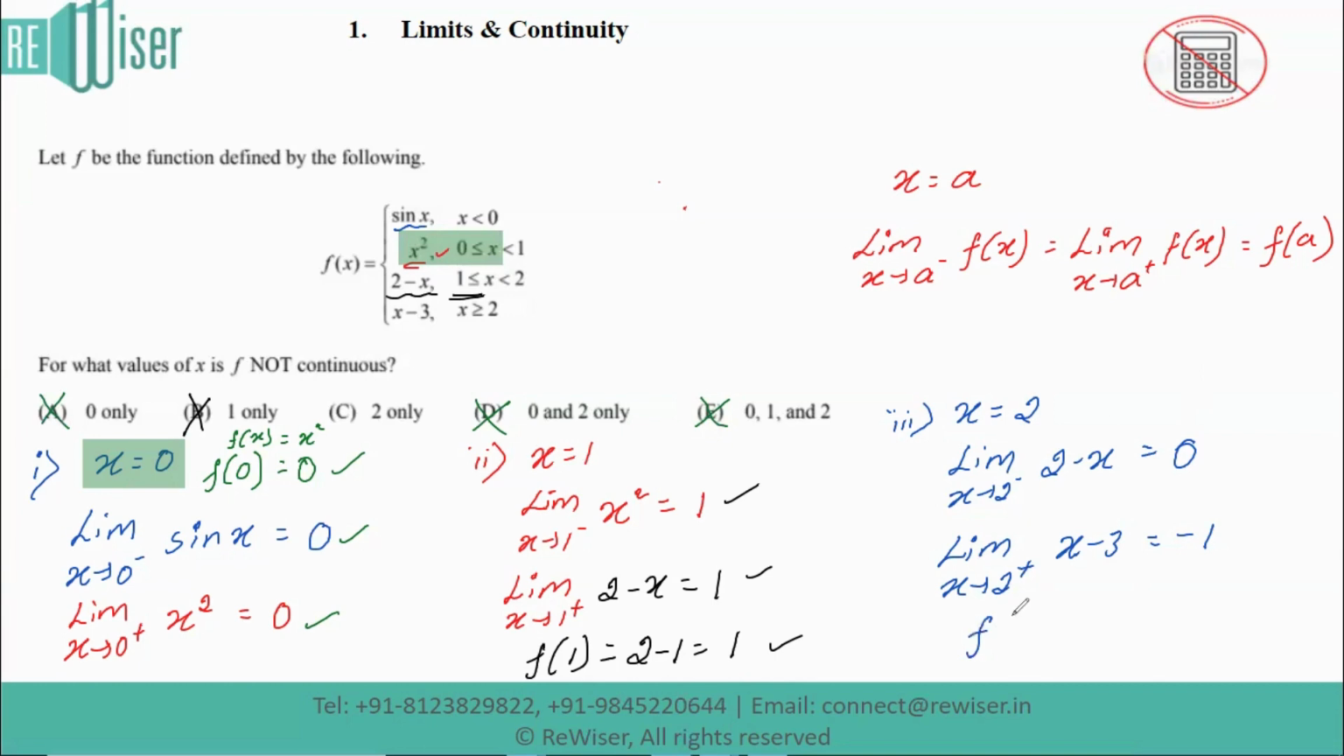Even if I talk about the value at that particular point, f of 2, I need to use this last function itself, which is x minus 3. So that is going to be 2 minus 3, which is minus 1. So even though my right hand limit is equal to the value of the function at that particular point, all these three are not the same. That is the reason that when x is 2, there exists a discontinuity. So the function is not continuous only at x equals 2 for this piecewise function. That is the right answer for this sum.